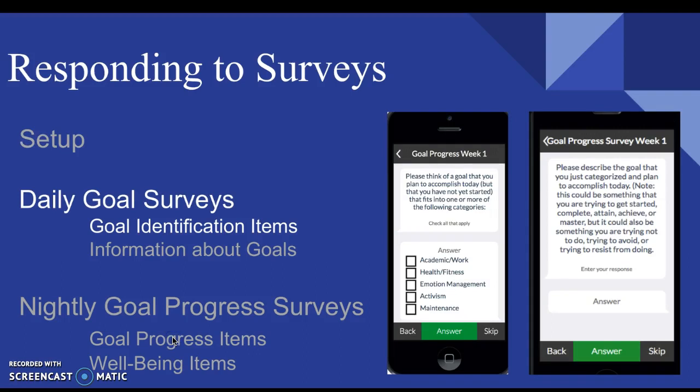Next, every day for your daily goal surveys, you'll be asked 2 parts of a question. The first is to please think of a goal that you plan to accomplish today but have not yet started that fits into one or more of the following categories: academic and work, health and fitness, emotion management, activism, and maintenance. Academic and work goals have to do with things like working on campus, working outside of campus, or working on certain projects for school, or goals for a test that day, for instance.